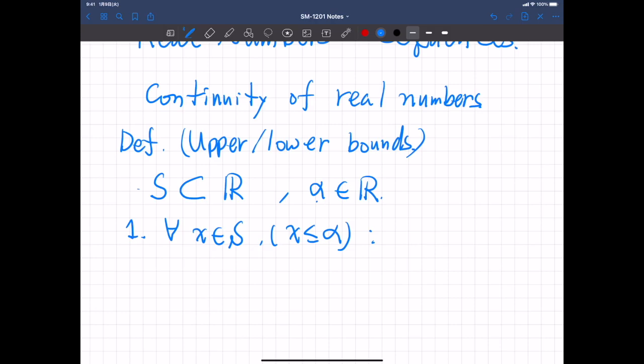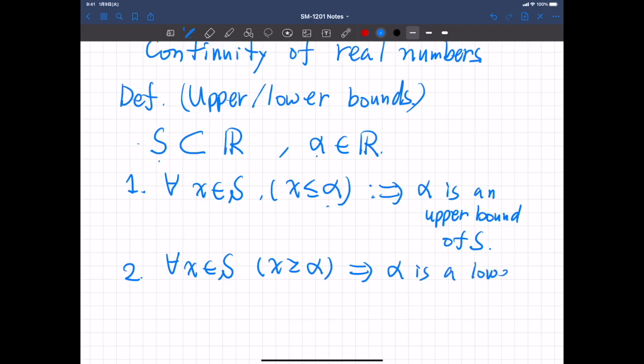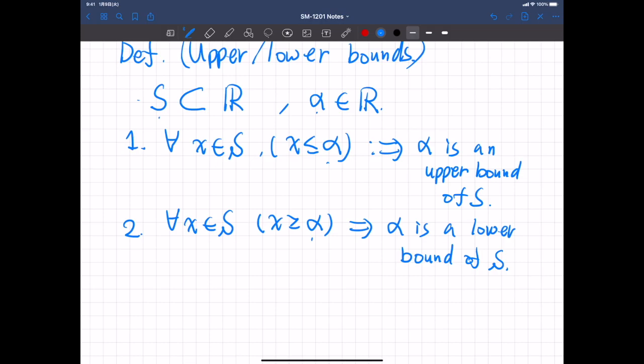Then we say alpha is an upper bound of S. So this means alpha is greater than or equal to any elements of S. So in this case, alpha is an upper bound of S. And second, if for all elements of S, x is greater than or equal to alpha, then alpha is a lower bound of S. So this means alpha is less than or equal to any of the elements of S. So this is the definition of lower bound.